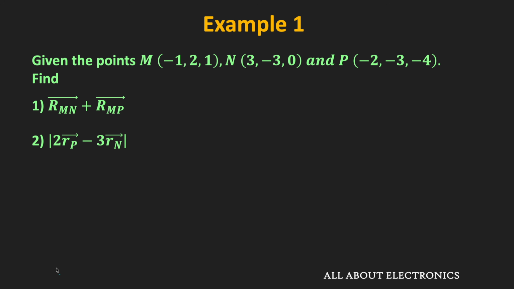In the first example, we have been given 3 points, M, N and P in the Cartesian coordinate system. First, we have been asked to find the addition of the vector Rmn plus Rmp. Let's say there is some point M and some point N. From the origin, if we draw a vector towards the point M, that will be the position vector Rm. Similarly, if we draw a vector from the origin towards the point N, that will be the position vector Rn.